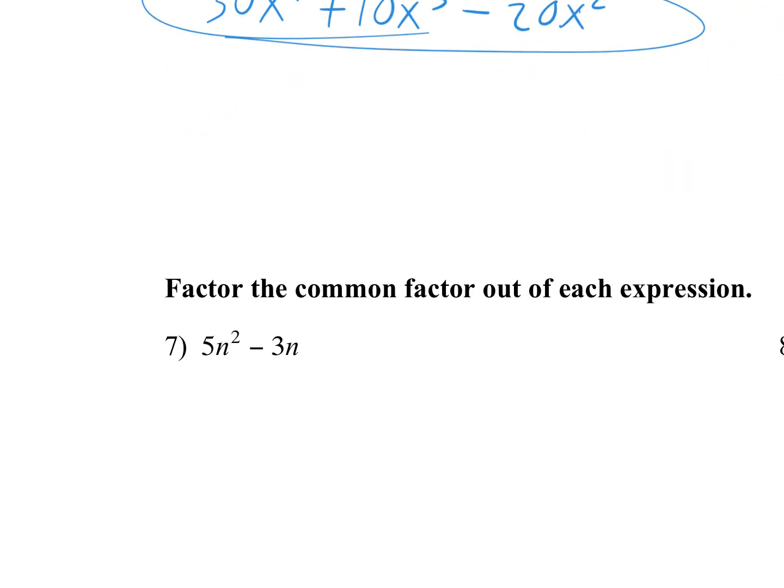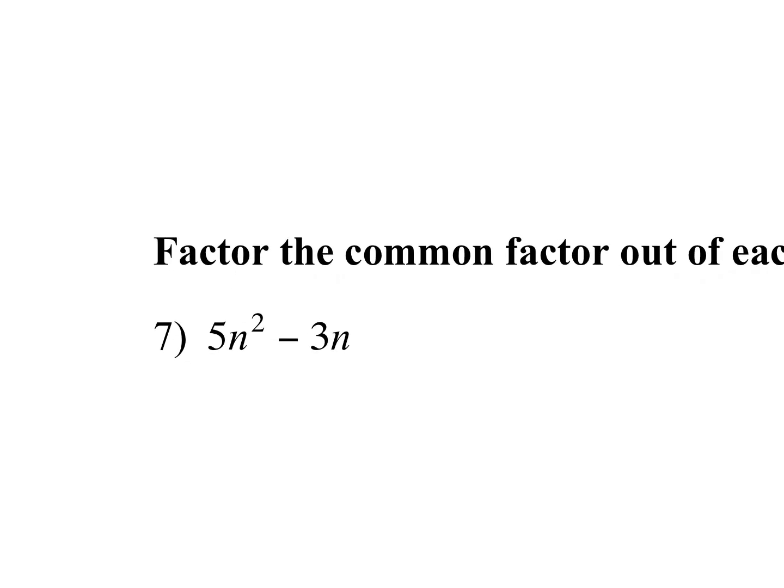Factoring out the common factor. A lot of you wrote it out correctly, but I think didn't know what to do from there. If that's confusing, just go factor by factor in each term. If I look at 5 and 3, what are factors of 5?